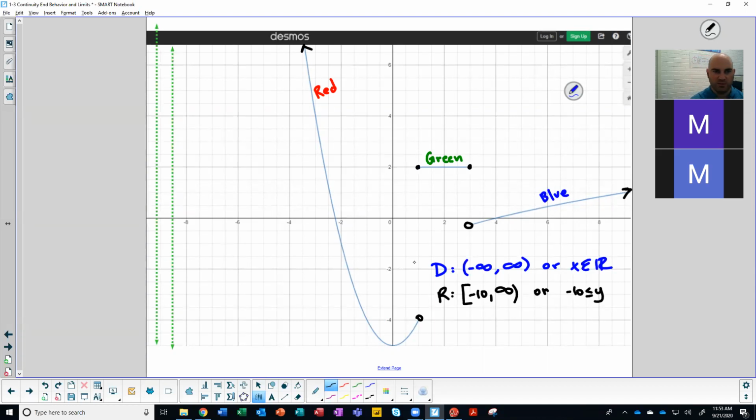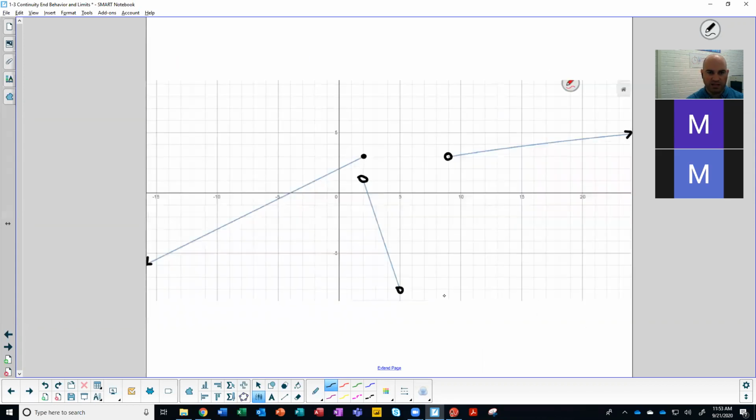So I got a second example. We'll call this one example 1 here. And so there's the domain and range for example 1. Now let's look at example 2. And so again, I have the same basic setup. Notice I have 3 pieces of graph. Does that mean my domain will have 3 pieces necessarily? Okay, so let's find domain and range.